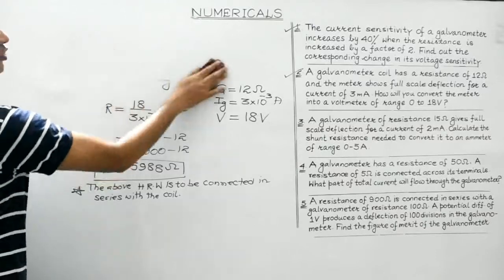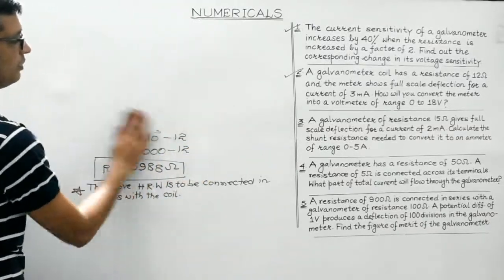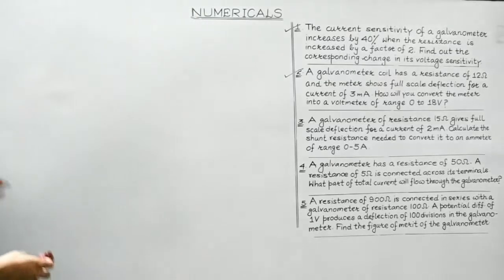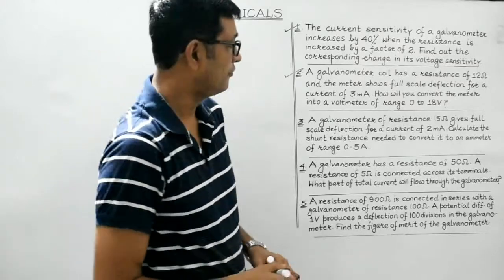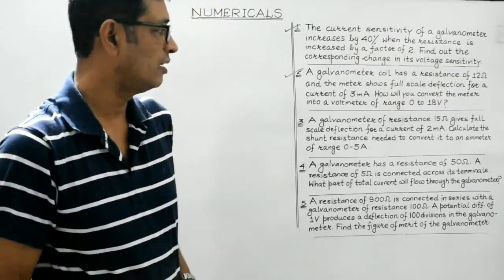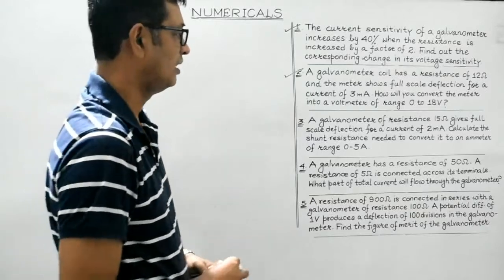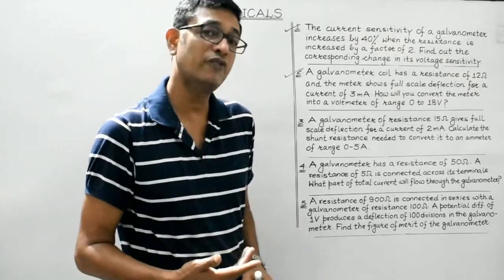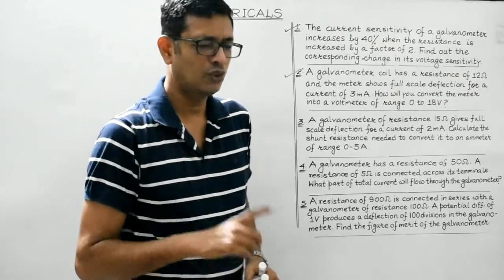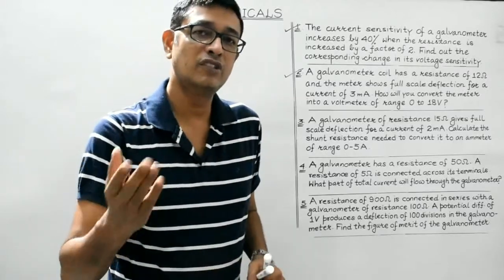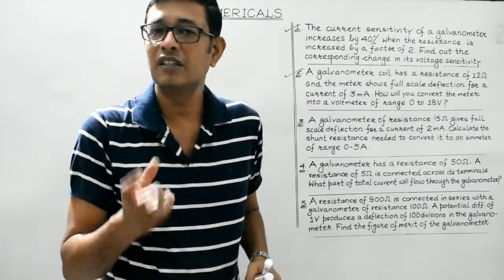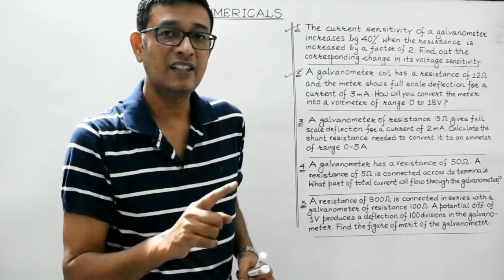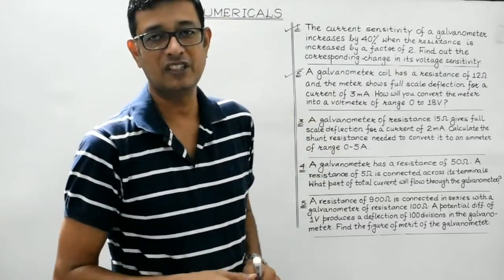Question number 3 is a question which is based on the conversion of galvanometer into an ammeter. So here goes question number 3. A galvanometer of resistance 15 ohm gives full scale deflection for a current of 2 milliampere. Calculate the shunt resistance needed to convert it to an ammeter of range 0 to 5 ampere. So students, you must remember, in order to convert a galvanometer into an ammeter, a low resistance wire, which is known as shunt, is to be connected in parallel to the given galvanometer, right?